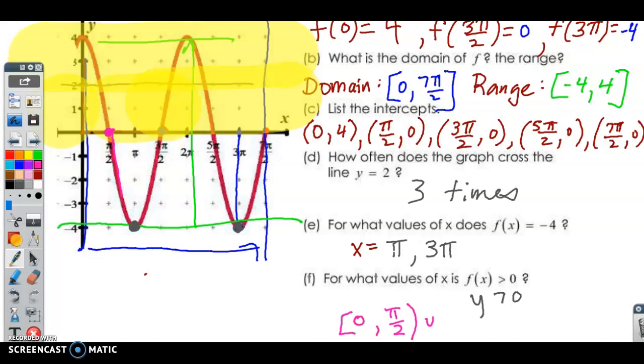where the graph goes below the x-axis, and here it's coming back up, so we need this part. From 3 pi over 2 to 5 pi over 2. Not including those values, because at those values, the y value is equal to 0. And we are being asked, where is f of x greater than 0, not greater than or equal to 0. You have to make sure you read the question.